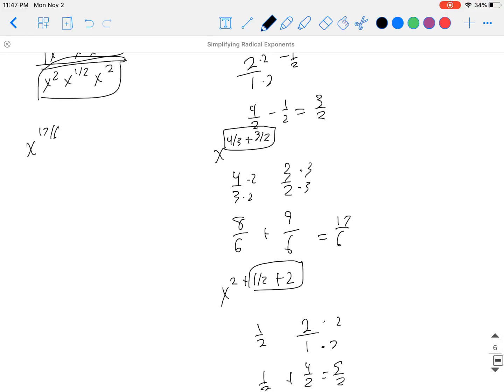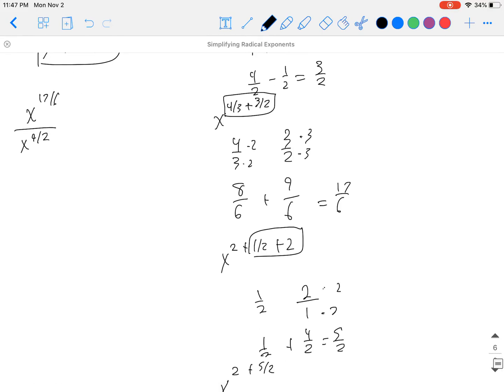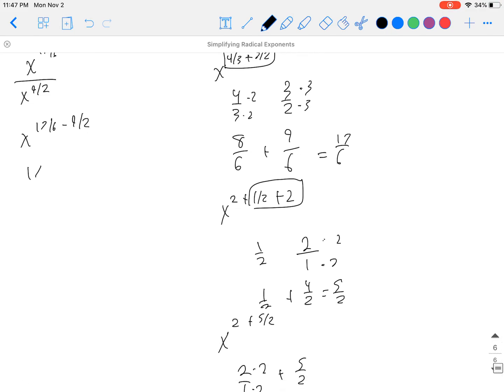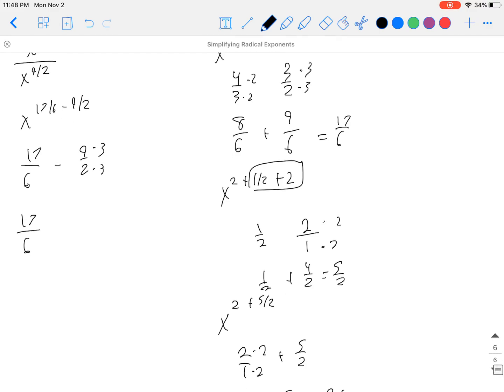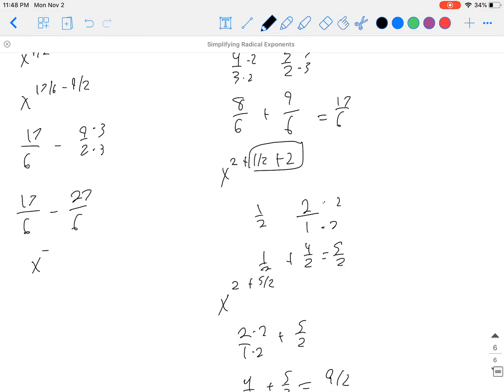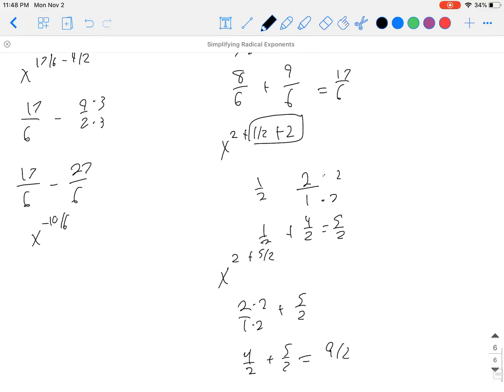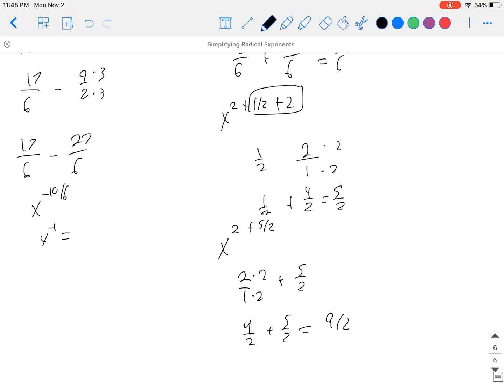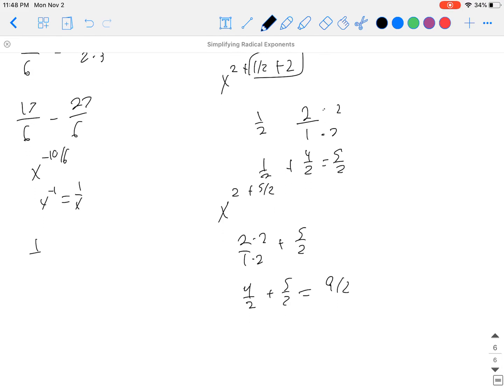So this is the denominator, so we'll move on to x to the 17 over 6 divided by x to the 9 over 2. And here, we'll use the quotient rule. So this will be simplified as x to the 17 over 6 minus 9 over 2. And here, what we're going to need to do is common denominator again. So 17 over 6 minus 9 over 2, multiply 3 on the numerator and denominator, giving us 17 over 6 minus 27 over 6. This is equal to x to the negative 10 over 6. And using the inverse rule of x to the negative 1 equals 1 over x, this can be written as 1 over x to the 10 over 6.